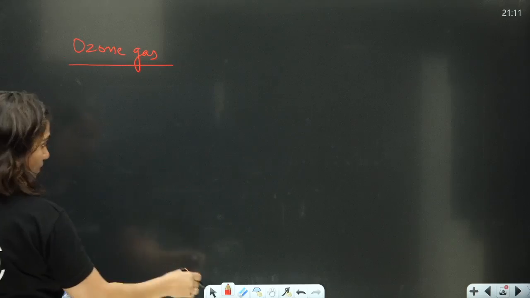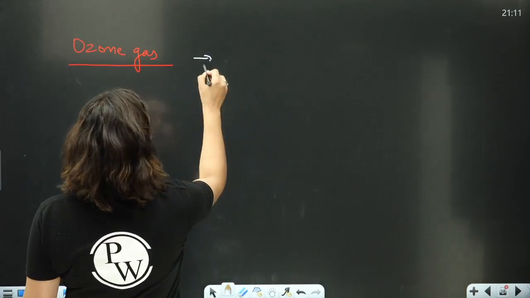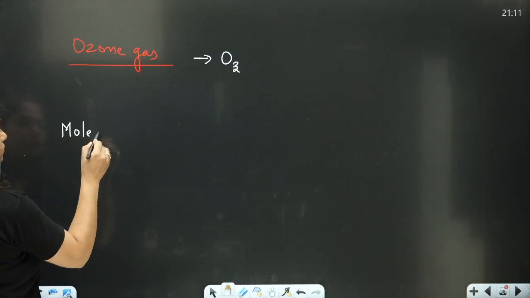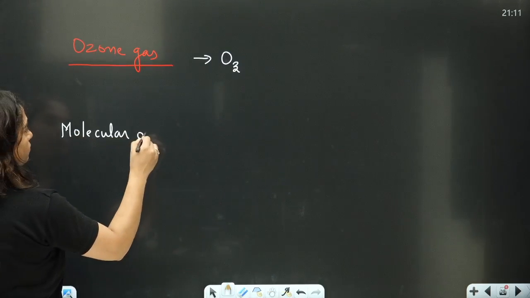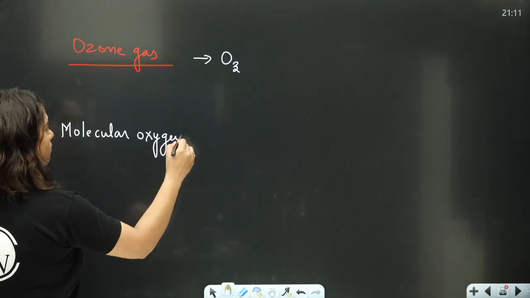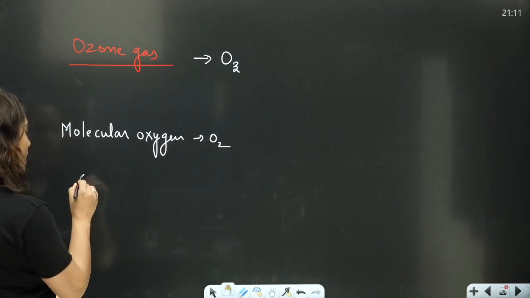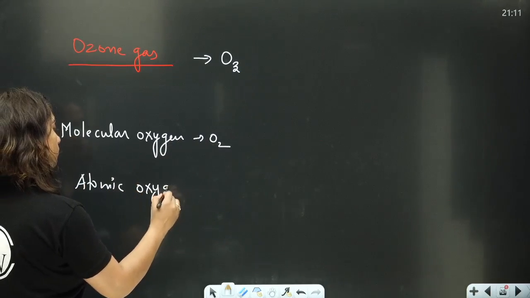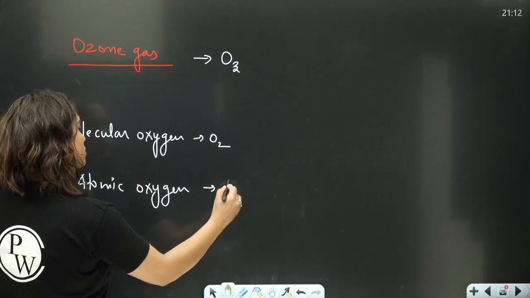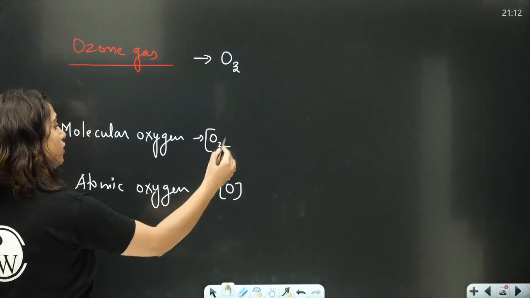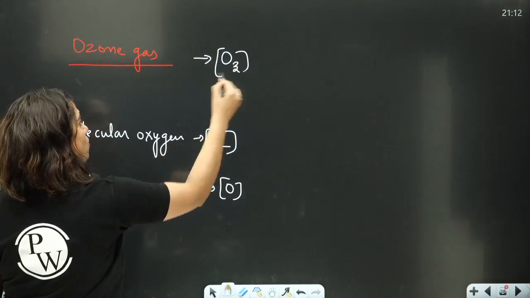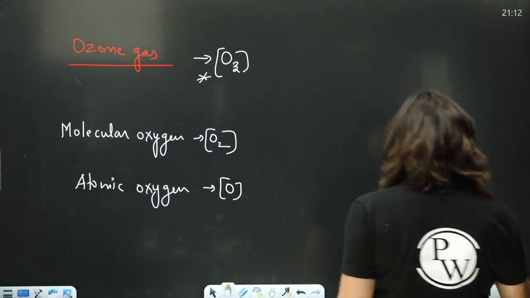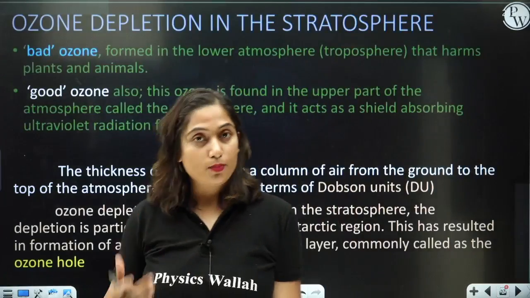Ozone gas is O3. You know that molecular oxygen is O2 and atomic oxygen is simple O. So atomic oxygen is O, molecular oxygen is O2, but ozone is O3. Okay, so this ozone is present in our atmosphere.